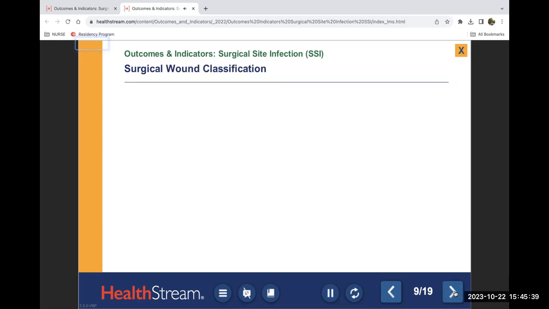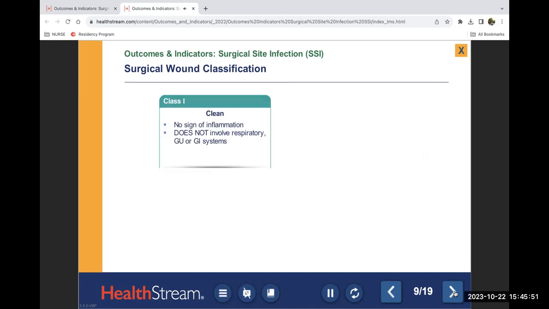There are 4 surgical wound classifications that increase in severity from Class 1 to Class 4. The higher the class number, the greater the risk of surgical site infection. Class 1 surgical wounds are also known as clean wounds. Clean wounds do not show signs of infection or inflammation. These wounds typically do not involve the respiratory, genitourinary, or gastrointestinal systems. Examples of Class 1 surgical wounds include elective cardiac surgeries and eye surgeries.